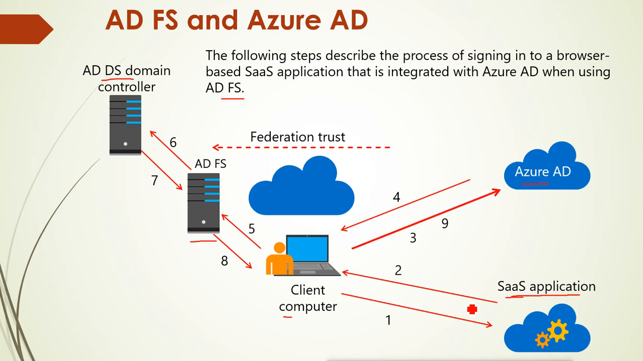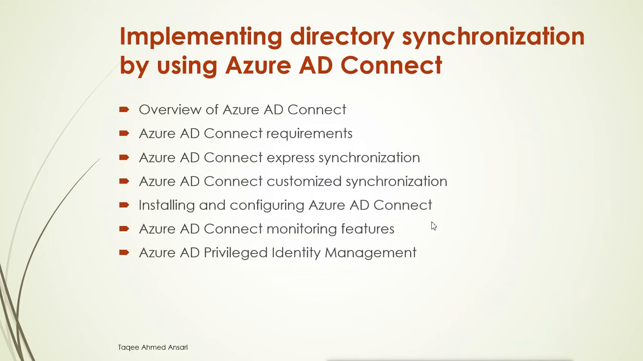Then the user's client machine sends the token to Azure AD to validate. Now Azure AD validates that user and sends the token to access the application. Now the client can access the application. It sends the request to the application, and then it gets the application.